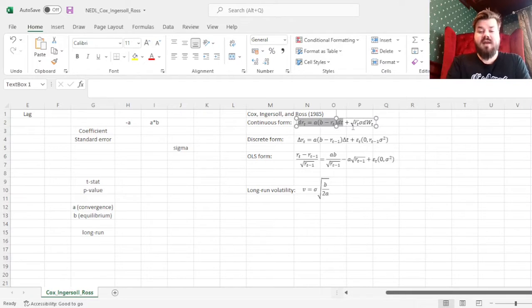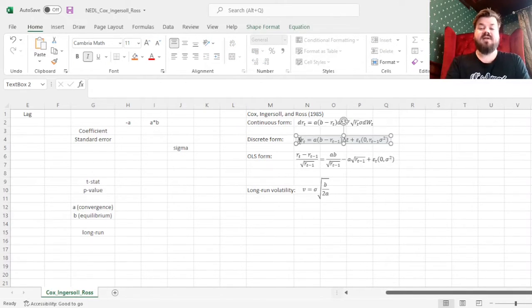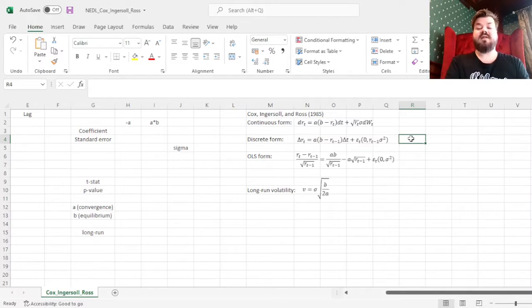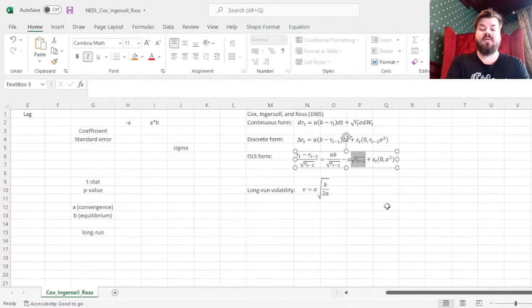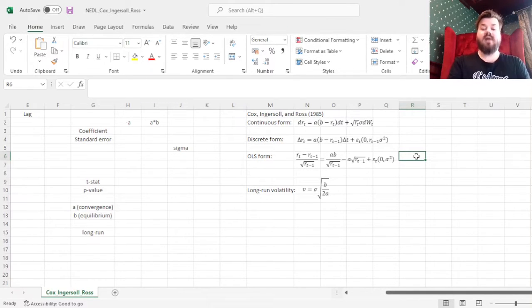However, it can be tricky to estimate the Cox-Ingersoll-Ross model, or at least calibrate it on real-world data in the continuous form. So what we do is we introduce a discrete form of the model, basically representing this differential equation as a difference equation, and then we modify it a little bit still so that the Cox-Ingersoll-Ross model can be estimated easily using standard OLS. We simply divide both sides of the equation by the square root of the lagged interest rate. So here we've got the square root of r_{t-1}, and effectively implement a weighted least squares estimation.